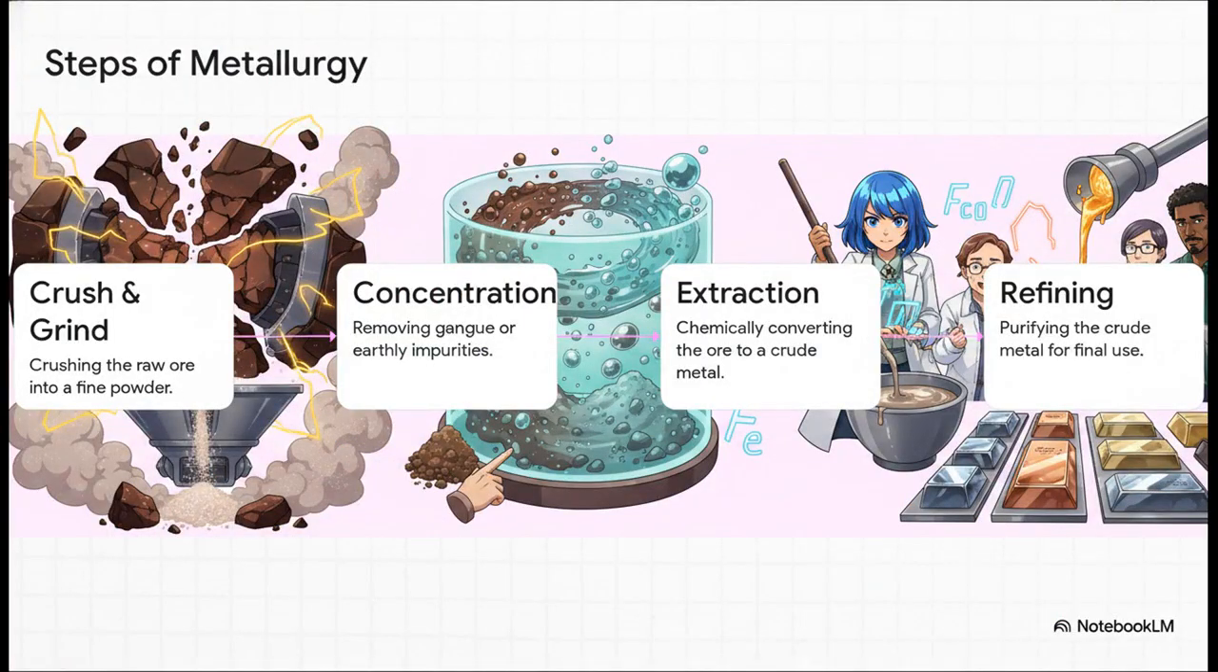Now, instead of getting lost in those dense, boring textbook paragraphs, I want you to just memorize this easy, energetic 4-step checklist. Step 1, crush and grind the big rocks of ore. Just smash them up. Step 2, concentration, that is, removing the soil and impurities, which we call gangue. Getting rid of the junk. Step 3, extraction, where we chemically convert the concentrated ore into a crude metal. And finally, step 4, refining, to purify that crude metal into something shiny and perfectly pure that we can actually use. Boom! That is metallurgy simplified.